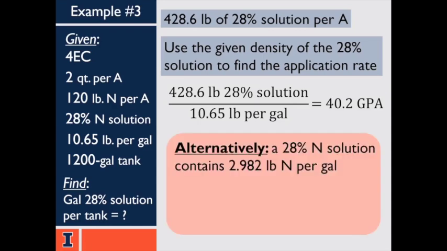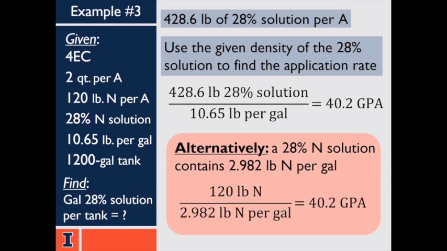As an alternative to the steps shown thus far, it can be handy to remember the nitrogen densities of common fertilizer solutions, like 28% and 32%. The nitrogen density of a 28% nitrogen solution is 2.982 pounds of nitrogen per gallon of solution. If we take the required nitrogen rate and divide it by the nitrogen density of the solution we intend to use, we'll get the required GPA application rate in one step.